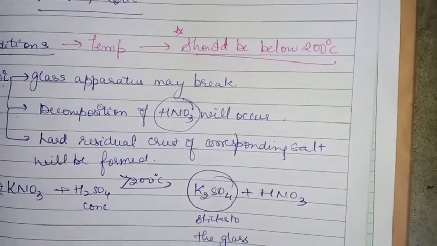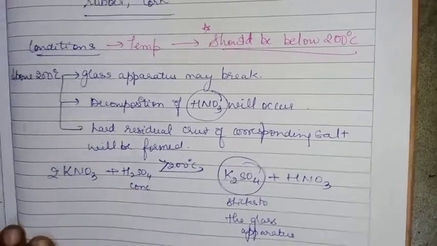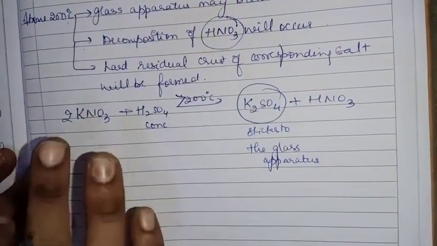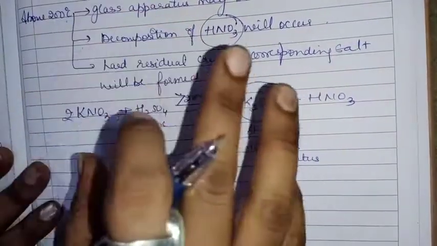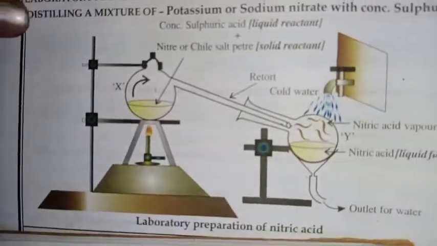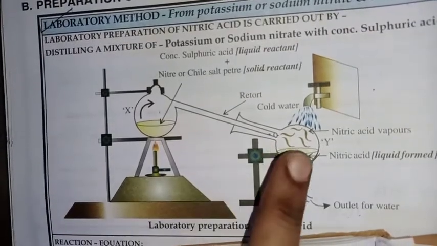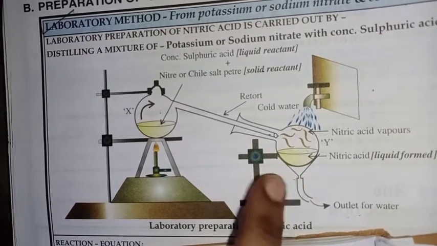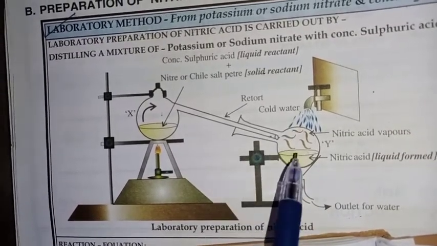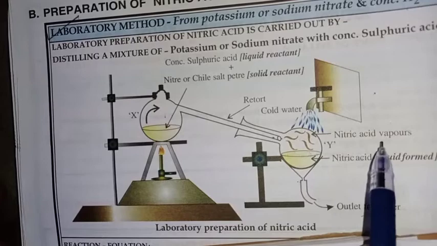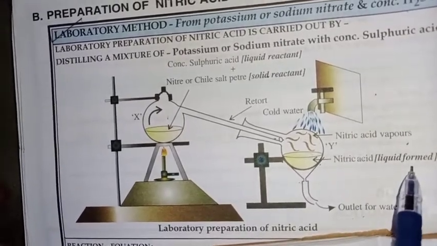Now the next part is the observation, children. In the observation, what we have to see here is that in the retort the nitric acid vapors are being collected. See in this diagram, the vapors of nitric acid will rise and get collected here. Now the vapors have to be condensed. To condense the vapors, we are supplying cold water. So the vapors will condense and liquefy into liquid nitric acid.